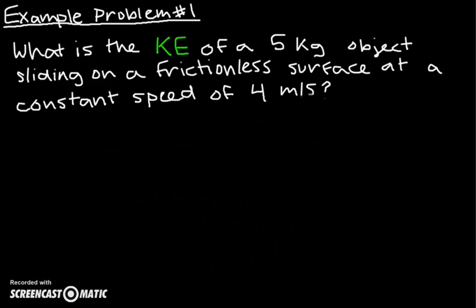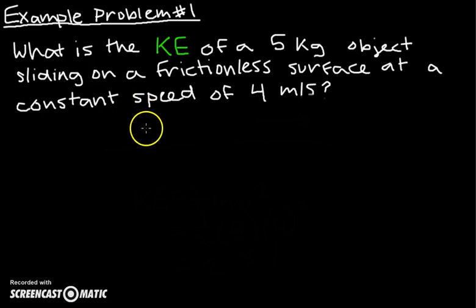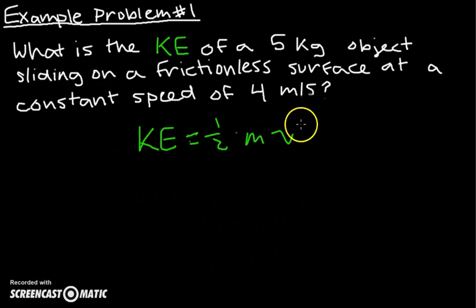Example problem number 1. What is the kinetic energy of a 5 kilogram object sliding on a frictionless surface at a constant speed of 4 meters per second? We know that our equation for kinetic energy is KE equals 1/2 times m times v squared.